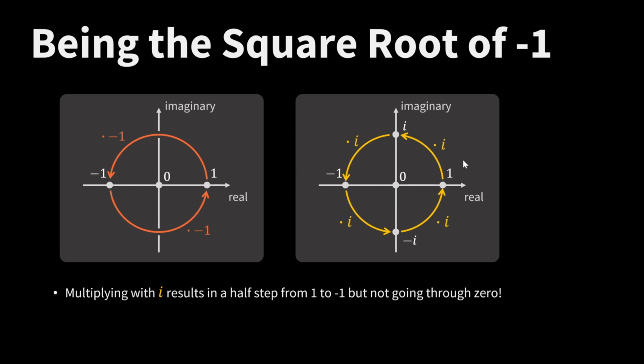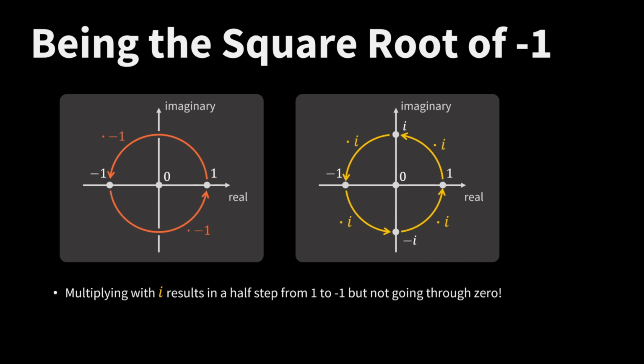Multiplying by i and then multiplying by i again means multiplying by i squared. And since i squared is minus 1, this has the same effect as multiplying by minus 1, so therefore we get from 1 to minus 1. However, multiplying by i does just half the job. So while multiplying with minus 1 is a 180 degrees turn, multiplying by i is a 90 degrees turn.